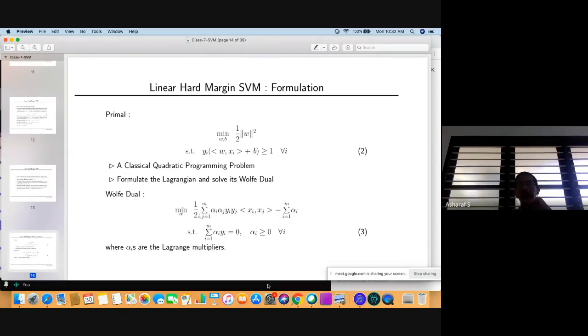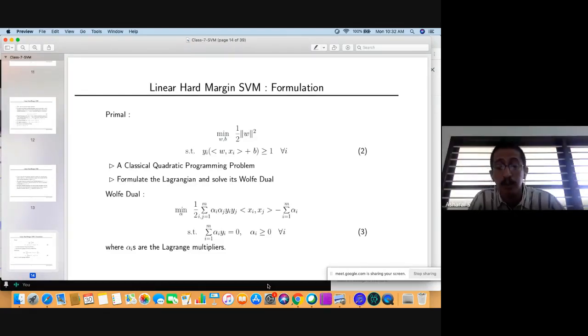For mathematical convenience, say, for example, maximizing x or maximizing x square doesn't make any difference. If you want to maximize x, you can very well maximize x square also. And just for convenience, the problem is represented as a quadratic function over norm W, and it's written as minimization. So you want to maximize 2 by norm W. The minimization of norm W is for mathematical convenience represented as a quadratic optimization problem, and that's what you see over here. Essentially, 2 by norm W maximization is equal to minimization of norm W.